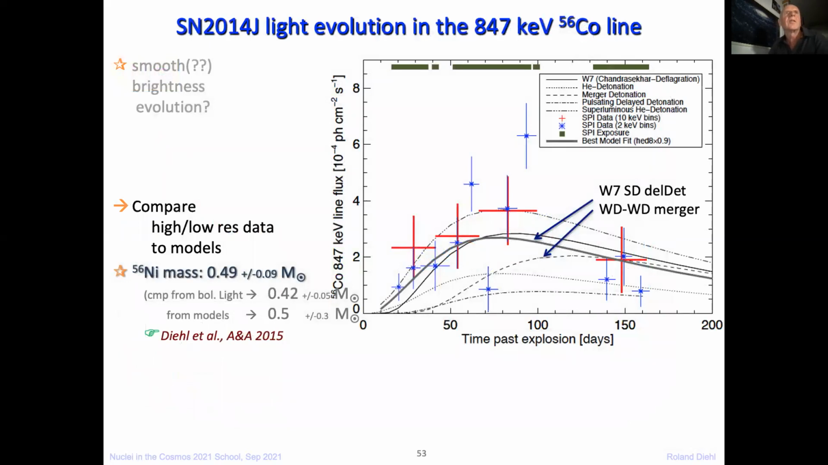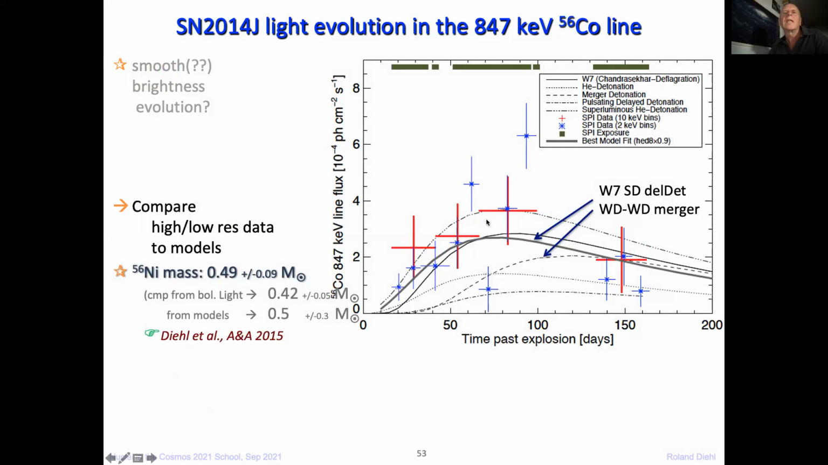So we had one supernova that was close enough for gamma-ray telescopes so that the cobalt emission could be traced. And this is the time past explosion. And this is the cobalt line of 847 keV. That is the brightest of those two lines. And you see there are these red data points that show some brightness evolution that is not terribly convincing, but when you superimpose it on expectations from several models, then you would say, yeah, there's consistency between what we expect and what we have been seeing.